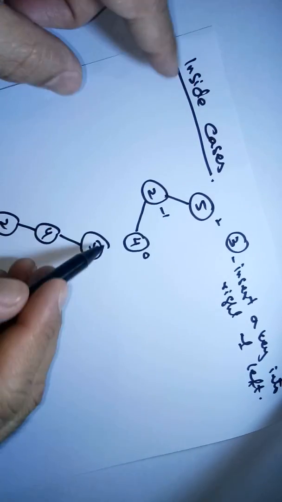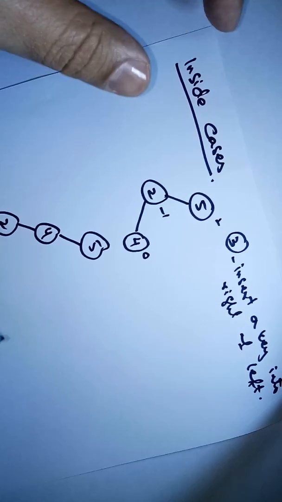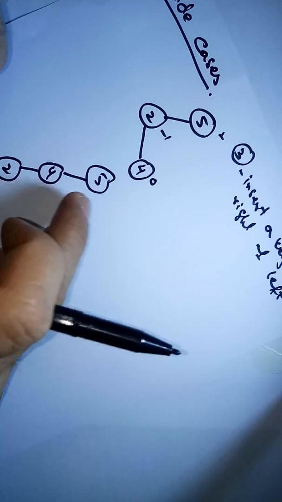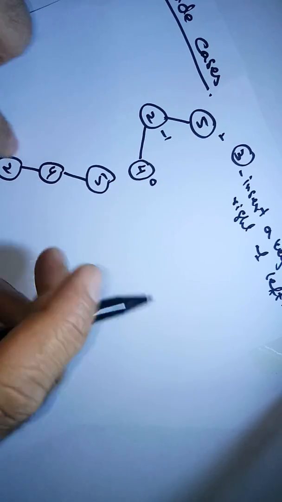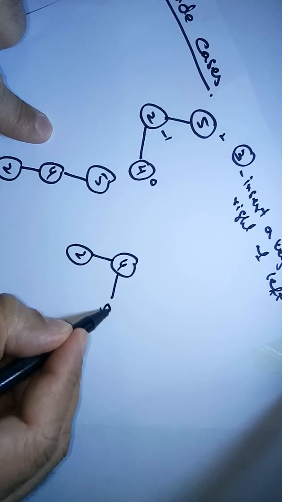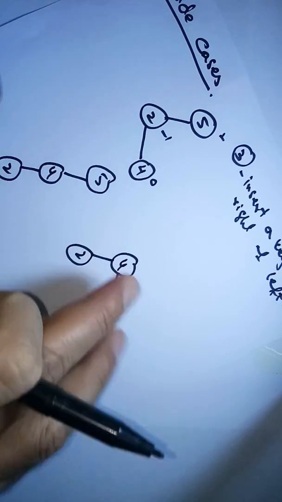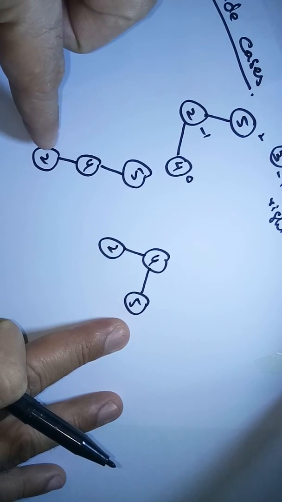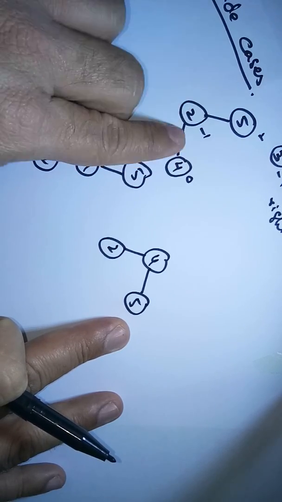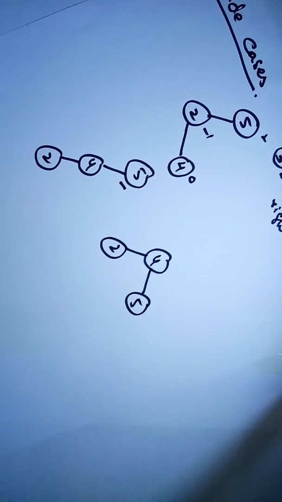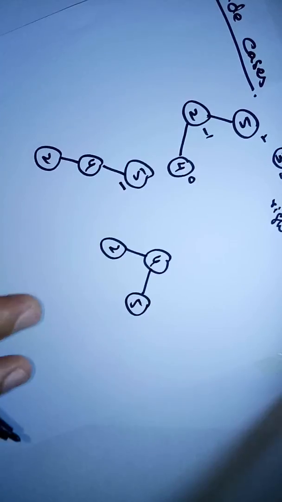Now this becomes a simple case, and this is nothing but an LL case, so we can simply perform the right rotation. We perform the right rotation and 4 will go up, 2 will be on the left, 5 will be on the right-hand side. So we actually solved this problem by performing a double rotation. First of all, we rotated this one, then we rotated the whole tree from 5. Clear?